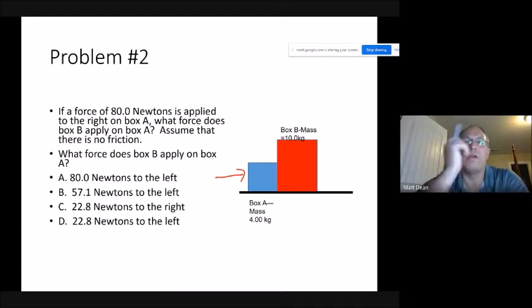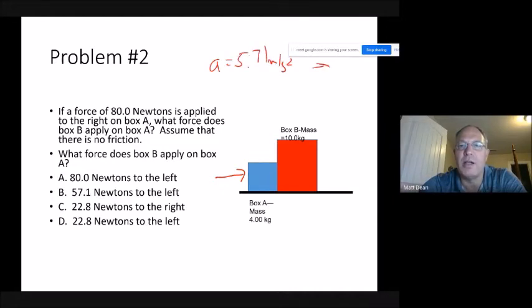So here's what we got to think about. We're pushing on A with a force of 80 newtons. That 80 newtons is acting on the whole system, and it's causing the whole system to accelerate at 5.71 meters per second squared to the right. Which means there's a net force acting on box B. Let's just think about box B now. Let's not think about the whole system. Let's just think about box B.